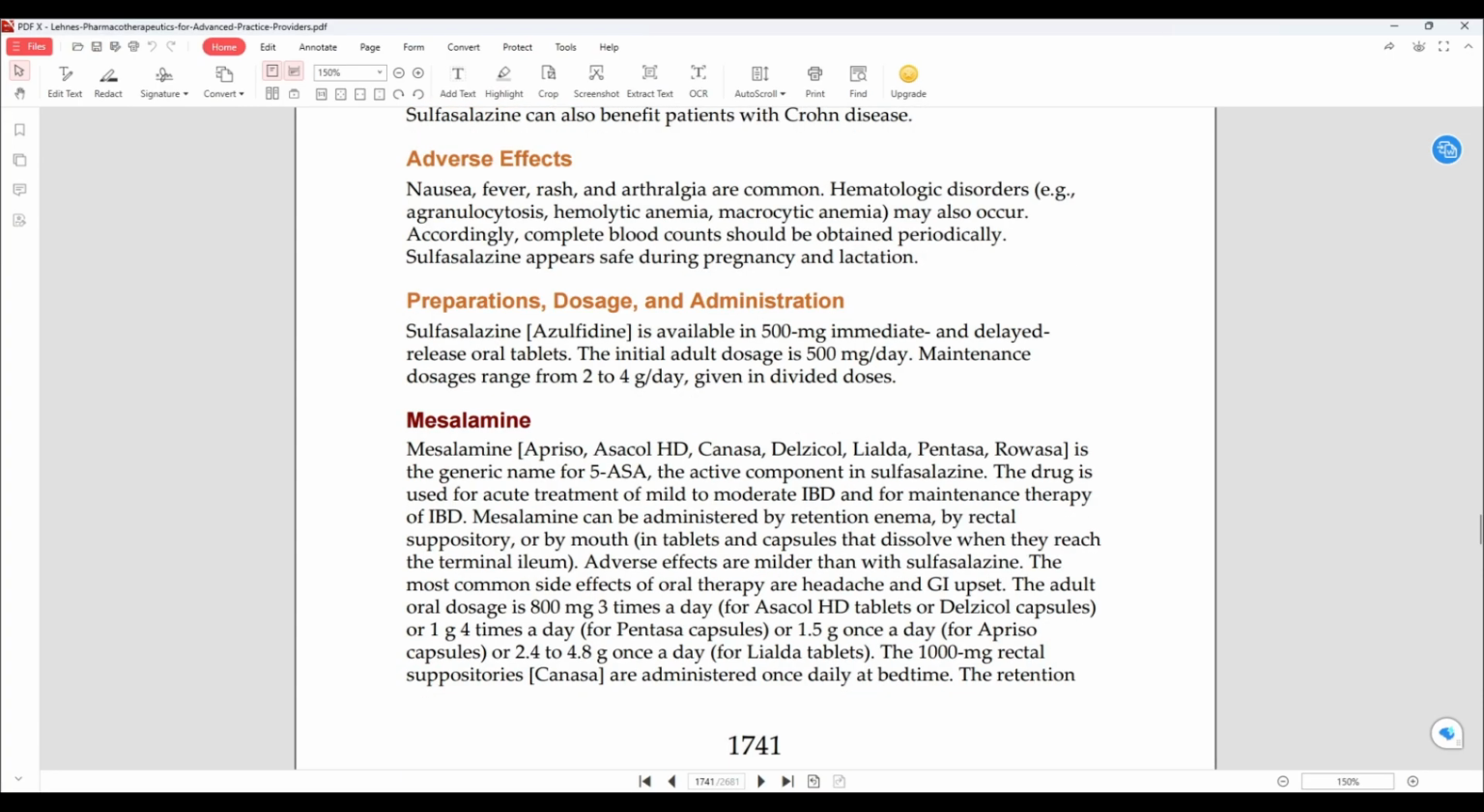However, it also comes with adverse effects, which include nausea, fever, rash, and arthralgia, which are most common. Hematologic disorders such as agranulocytosis, hemolytic anemia, and macrocytic anemia can also occur. Accordingly, complete blood counts should be obtained periodically. Sulfasalazine appears safe during pregnancy and lactation.